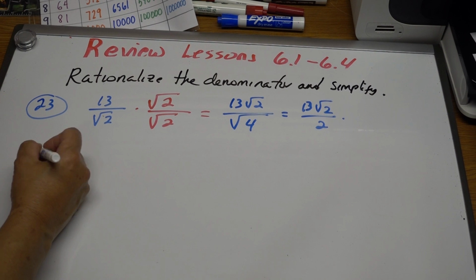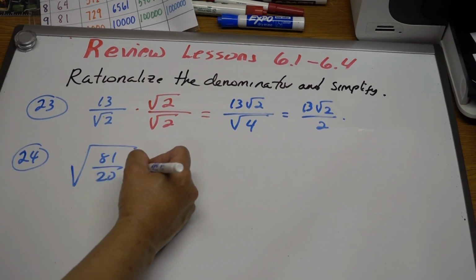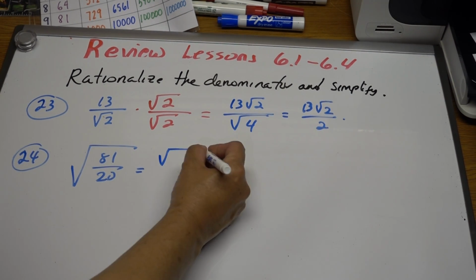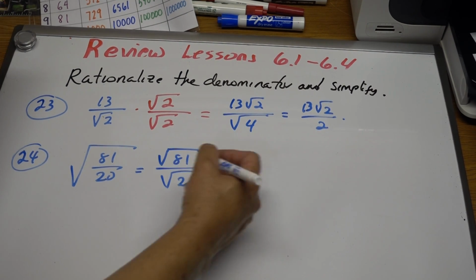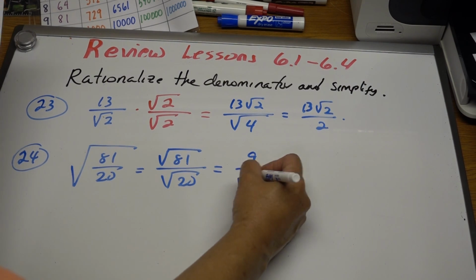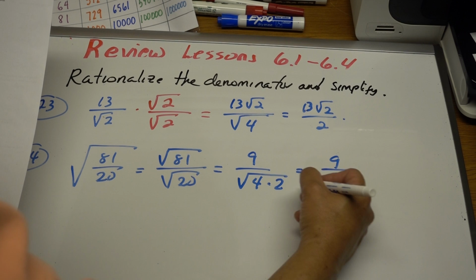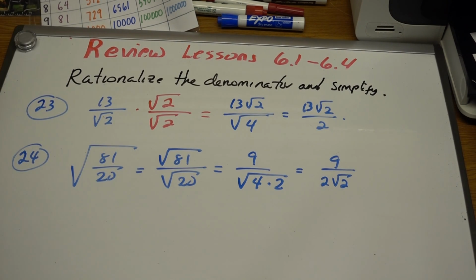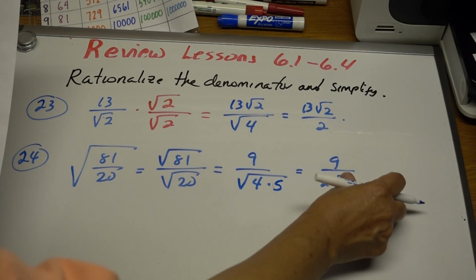Number 24 is the square root of 81 over 20. So let's separate these two. The square root of 81 over square root of 20. 81 is a perfect square, its root is 9. 20 is not perfect, but we can break it down as 4 times 5. So this is 9 over square root of 4 is 2, and square root of 5 stays there. Sorry, it's 4 times 5.